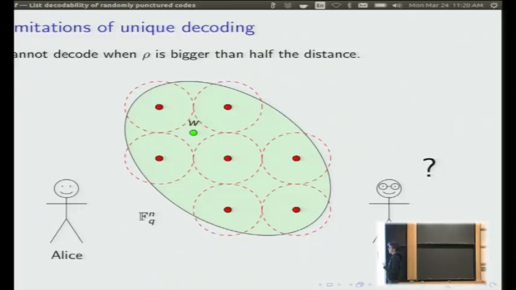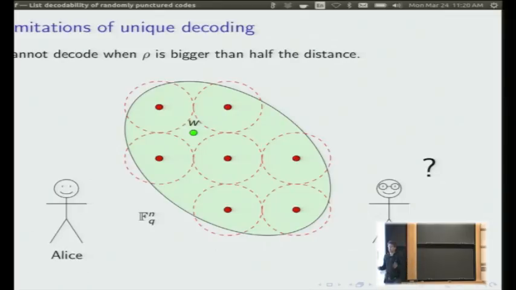But there's a problem here, or maybe a fundamental limitation of the unique decoding paradigm, which is that when rho, the error rate, is bigger than half the distance of the code, there's not much that Bob can do. For example, if Bob sees this corrupted code word here, which maybe started life as one of those 4 code words, and it got corrupted by more than half the distance, Bob really can't tell which of these 4 Alice meant to say. And there's really not much that he can do about this.